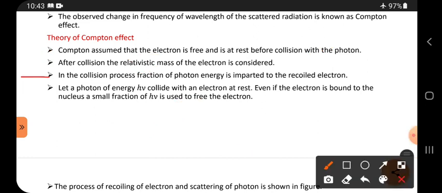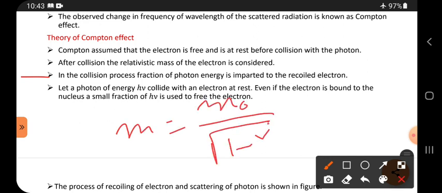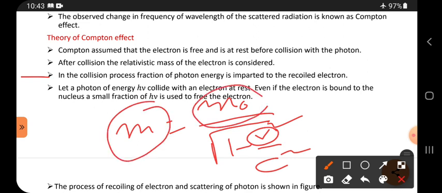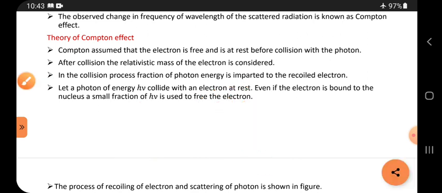and that change in mass can be written as m equals m naught divided by the square root of 1 minus v square by c square. As the velocity of the body changes, the mass also changes, but m naught is the mass of the body at the beginning, when it is at rest. When it is in motion, its mass becomes m. This mass continuously changes.